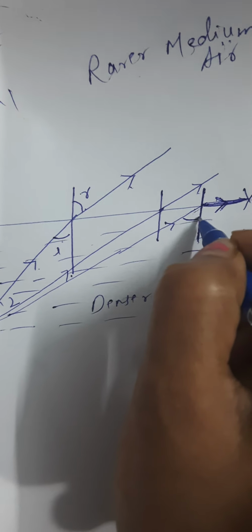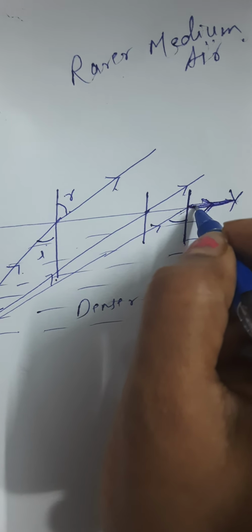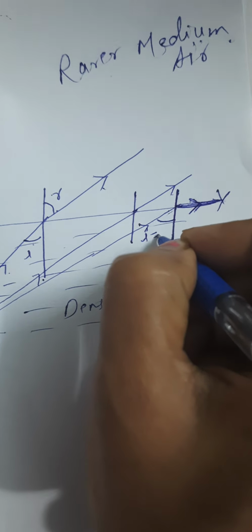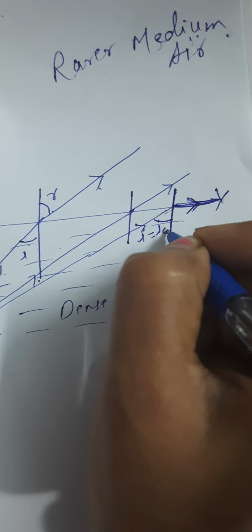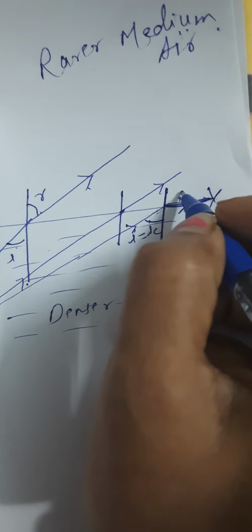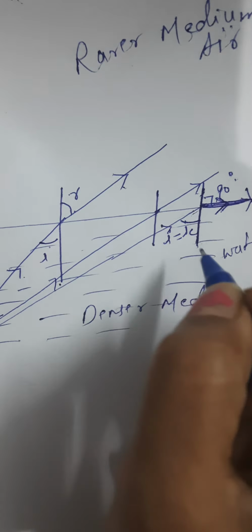When the ray takes this path along the interface, it grazes along the interface, and then we say that this angle of incidence in the denser medium, for which the angle of refraction is 90 degrees in the rarer medium, is called the critical angle. This angle i is equal to i_c, where i_c means critical angle, and this angle of refraction will be 90 degrees.